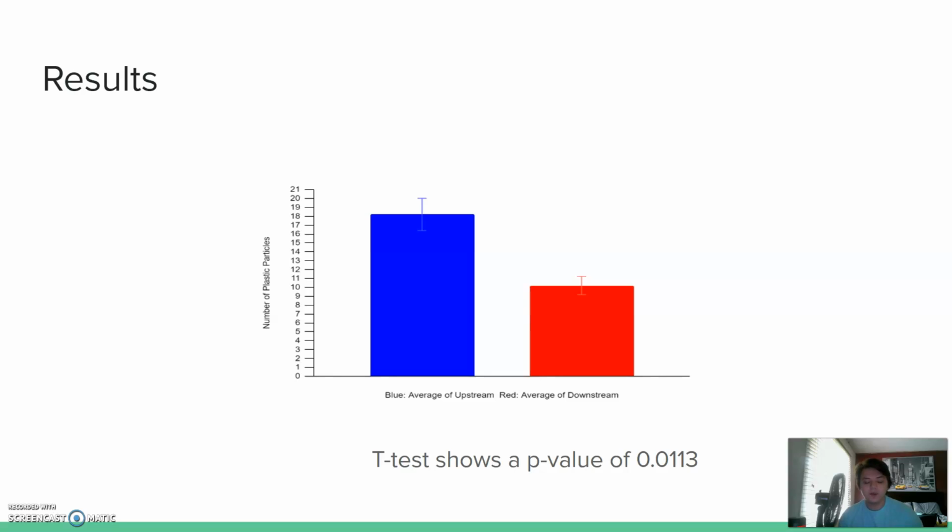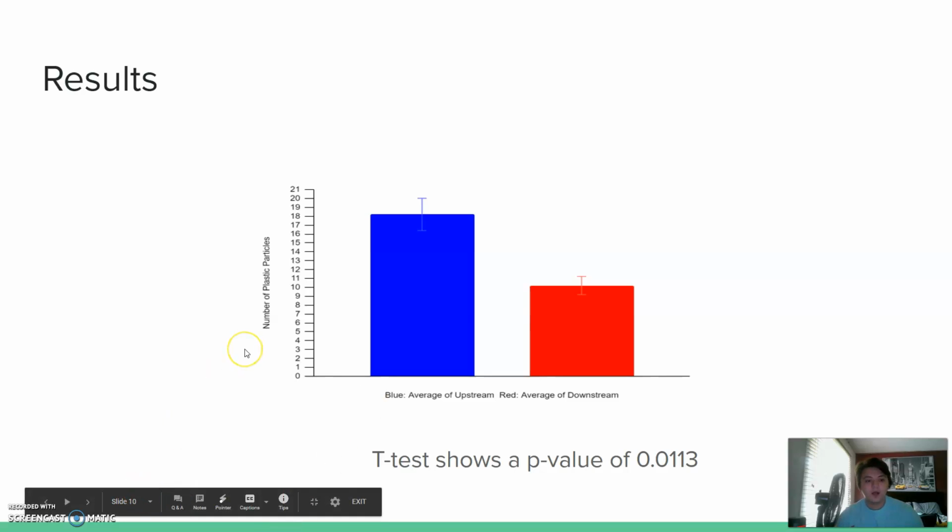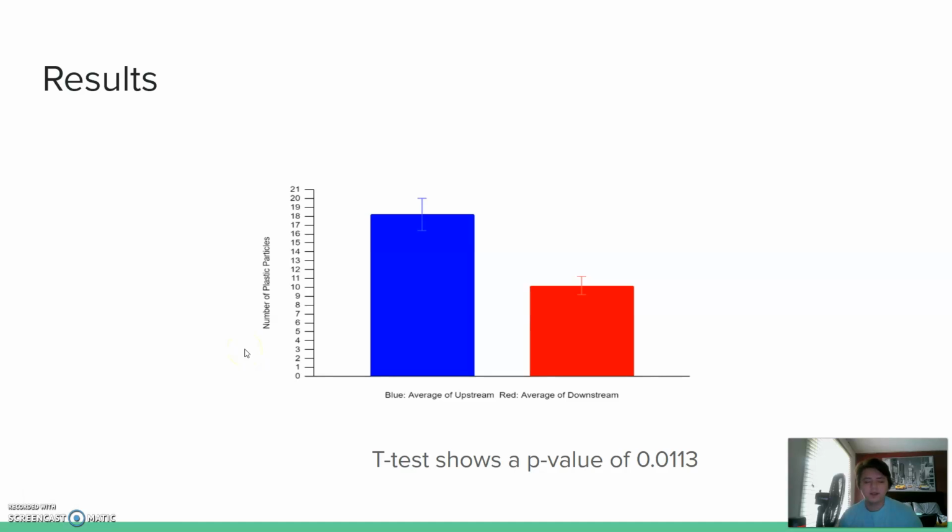When we look at the p-value for the volume of the sediment, we can see that it's 0.005, making sure that the test itself was significant enough that we can accept the results. And with the number of plastic particles, the p-value is 0.0113. So we can also take from this p-value that the statistics I ran were significant enough to say that what happened was actually true.